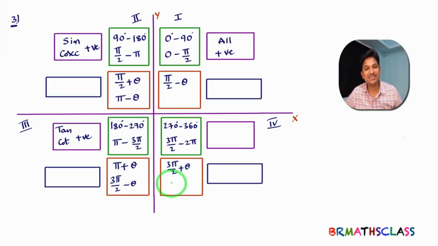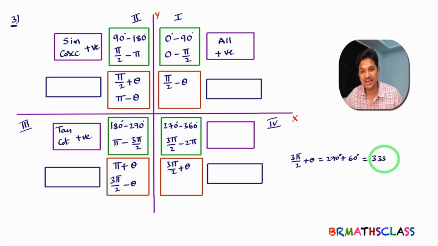Here theta is acute angle. 3 pi by 2 plus theta lies in which quadrant? It lies in fourth quadrant. For example, you can check here. 3 pi by 2 plus theta. 3 pi by 2 means 270 degrees. Plus you take some acute angle. For example, I'll take 60 degrees. 270 degrees plus 60 degrees is 330 degrees. 330 degrees lies in which quadrant? Look here. 330 degrees lies in fourth quadrant.